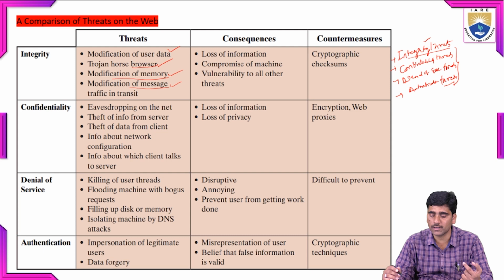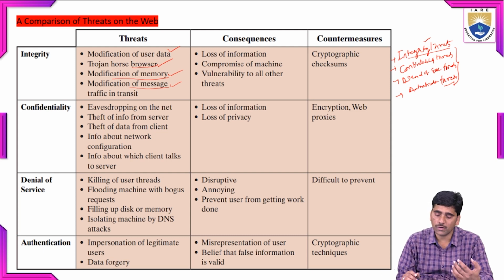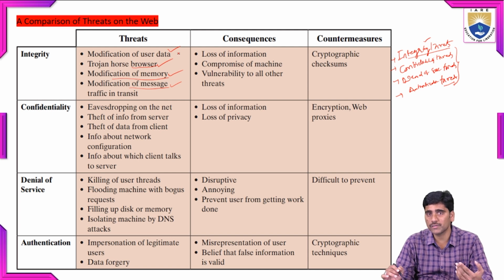So what are the consequences of these integrity threats? If all these threats occur, what are the consequences we are going to face in real time? The first one is, obviously, loss of information.